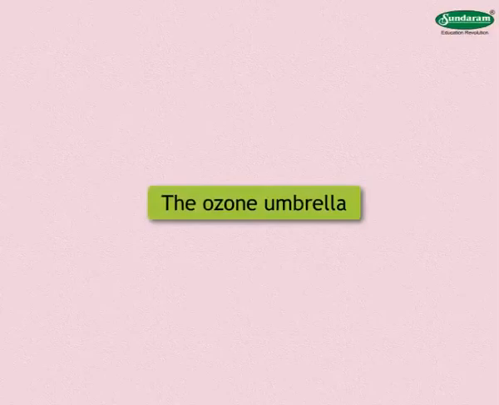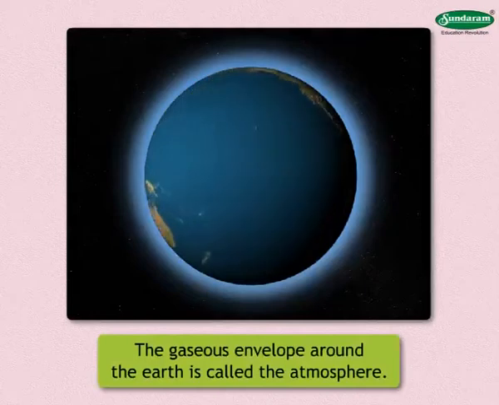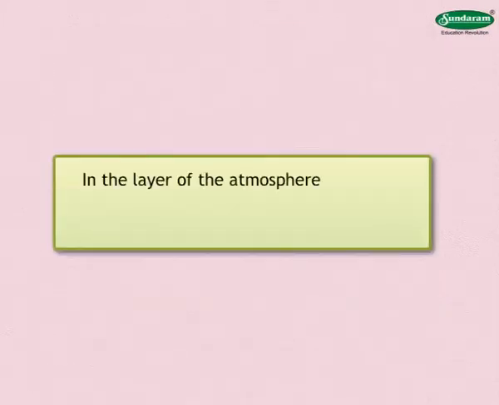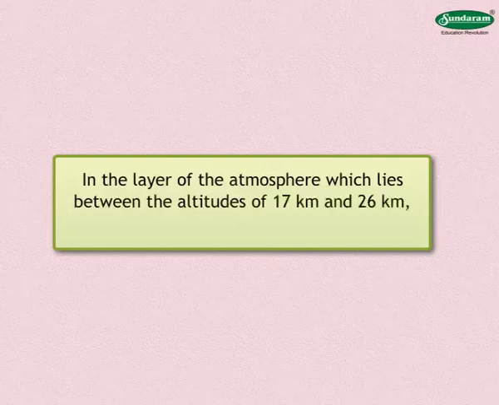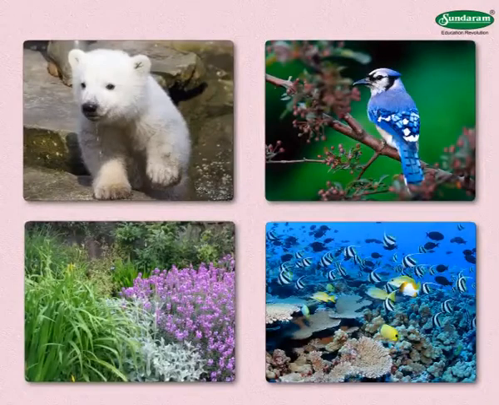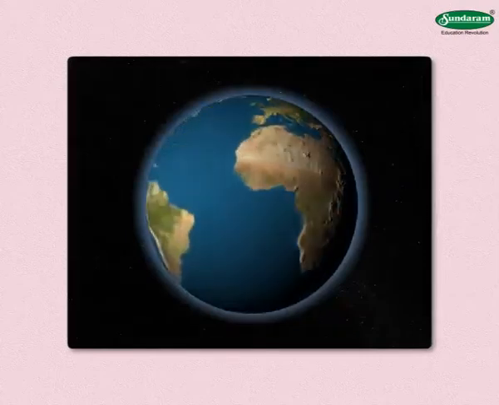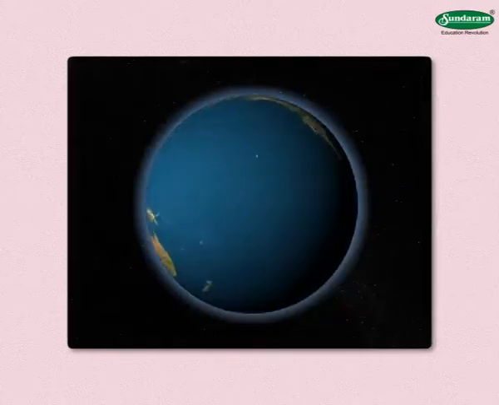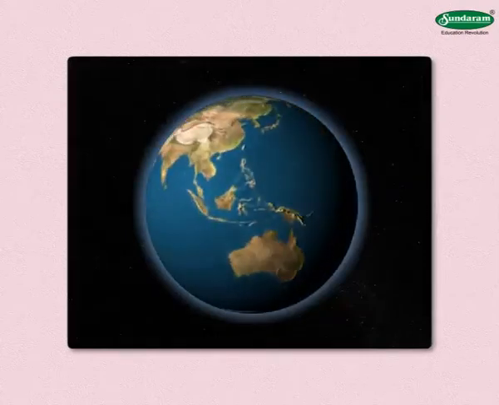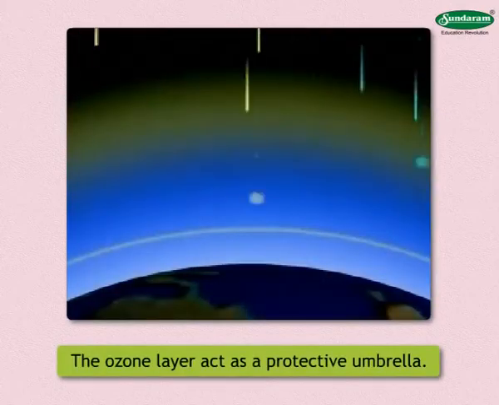The ozone umbrella. The gaseous envelope around the Earth is called the atmosphere. In the layer of the atmosphere, which lies between the altitudes of 17 km and 26 km, there is a gas called ozone. Although ozone is not necessary for the day-to-day survival of living things, the existence of this ozone layer high up in the atmosphere surrounding the Earth is very important for them. This layer acts like a protective umbrella.